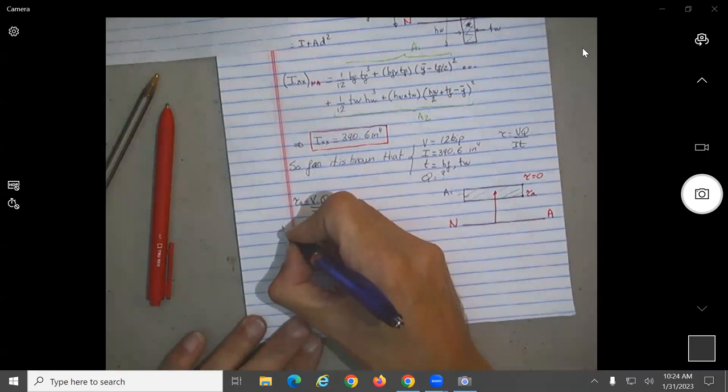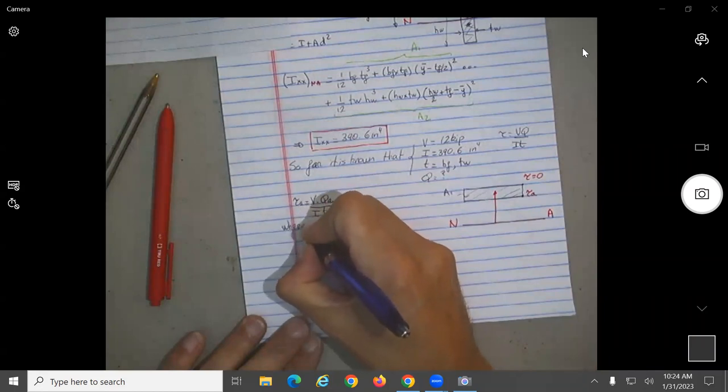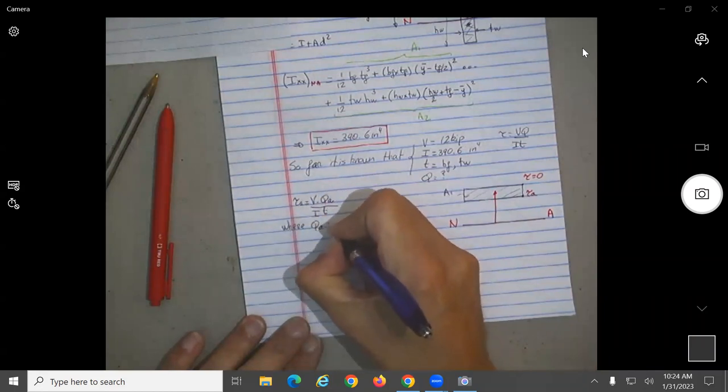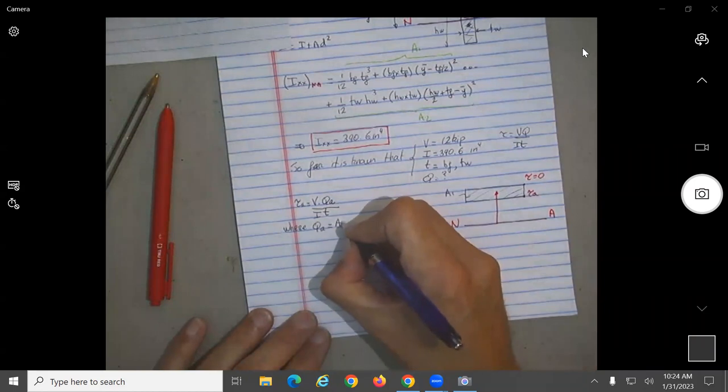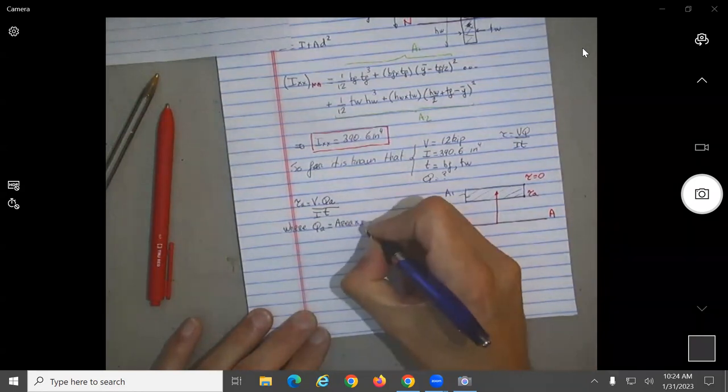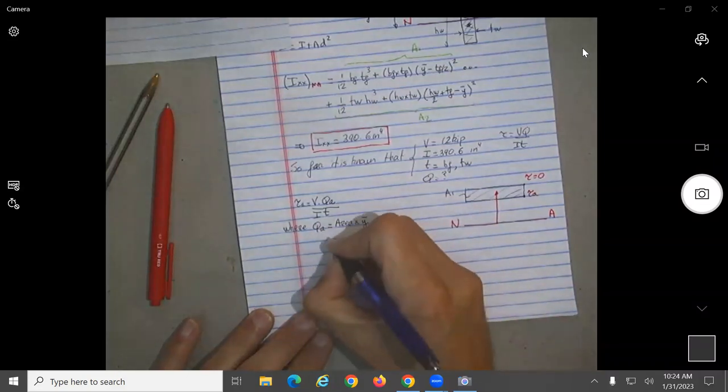Let me break this in two parts. Maybe I might end up with space. So what would be K sub A? We know this will be area times some Y bar, no?